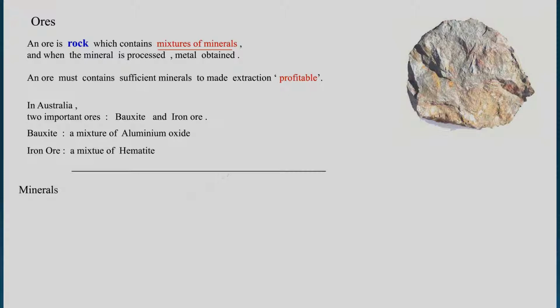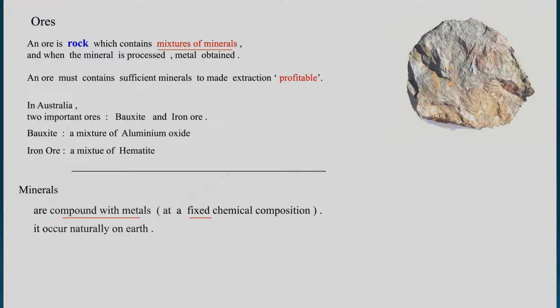And the next, mineral. What is mineral? Mineral is a compound with metals. And these compounds with metal are at a fixed chemical composition that naturally occur on Earth.